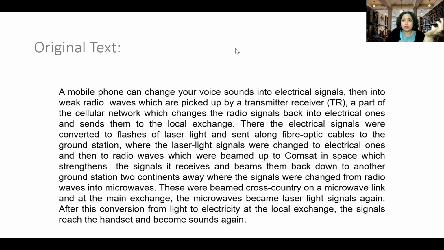There, the electrical signals were converted to flashes of laser light and sent along fiber optic cables to the ground station, where the laser light signals, so it's like telling me this and this one twice with different meaning in one sentence. So I'm getting confused.